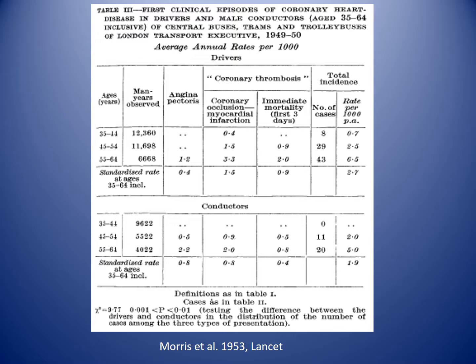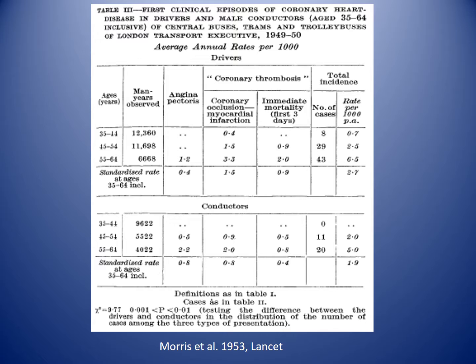And then you see rates here. Rates of angina, that's chest pain, so there was no angina in the 35 to 44-year-olds or the 45 to 54-year-olds. And then you see coronary thrombosis, that's a term that's not used anymore, but basically in this column, myocardial infarction is a heart attack. So you can see that the rates of heart attack were lowest in the younger group and they increased. And then immediate mortality in the first 3 days. This means, did the person die of the heart attack within 3 days.